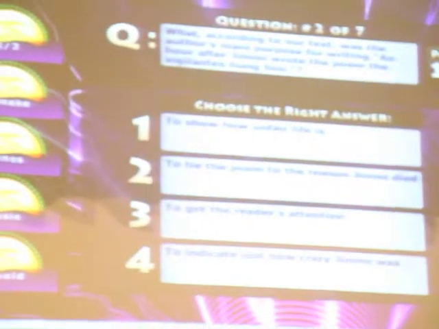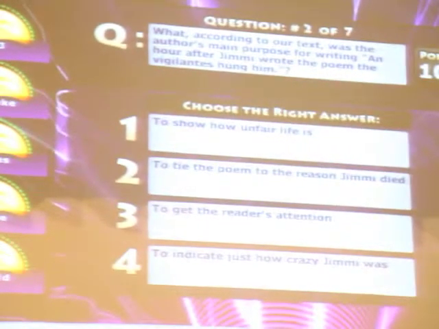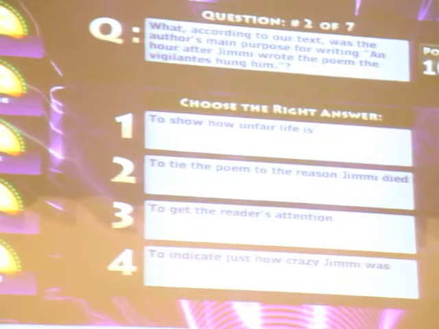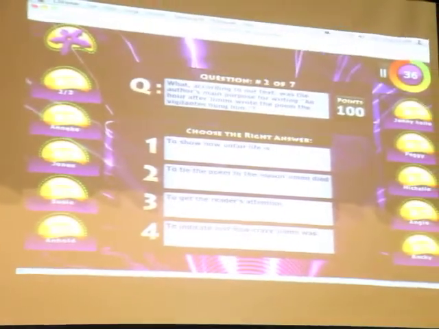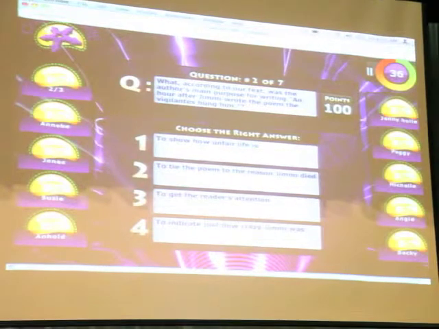What, according to our text, was the author's main purpose for writing an hour after Jimmy wrote the poem, The Vigilantes Hung Him? 1, to show how unfair life is. 2, to tie the poem to the reason Jimmy died. 3, to get the reader's attention. 4, to indicate just how crazy Jimmy was.